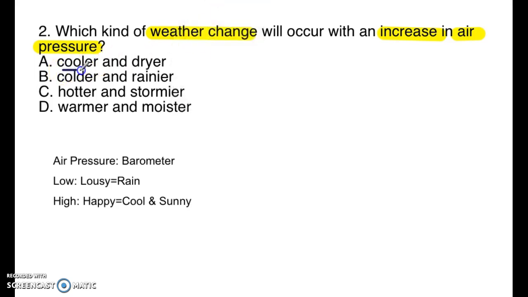Number 1, cooler and drier. Okay, well, low seems to talk about rain. High seems to talk about happy and sunny weather. I like this question. I'm going to say that's definitely a maybe.